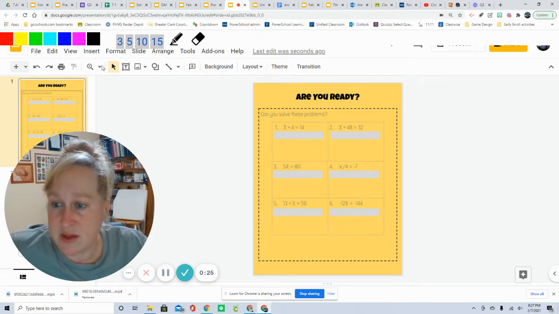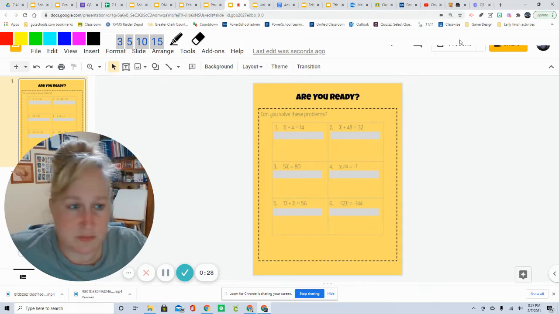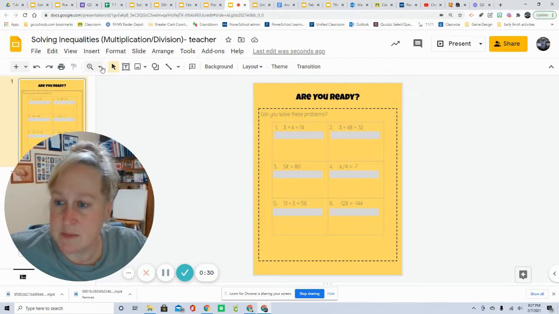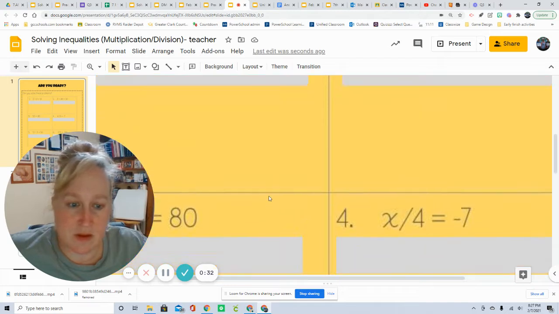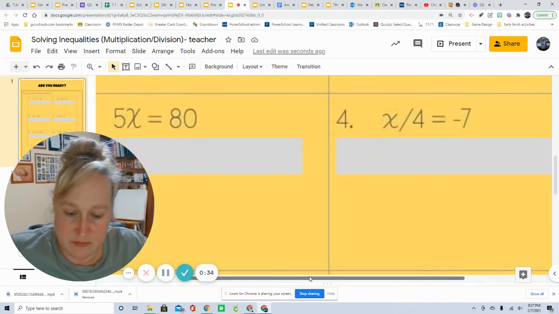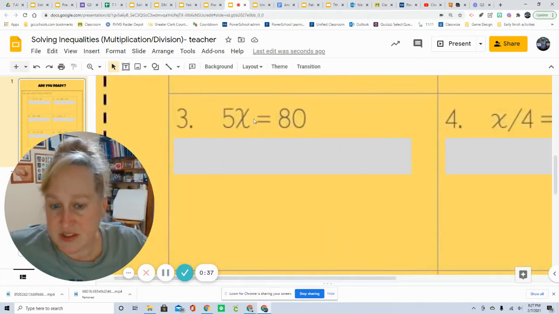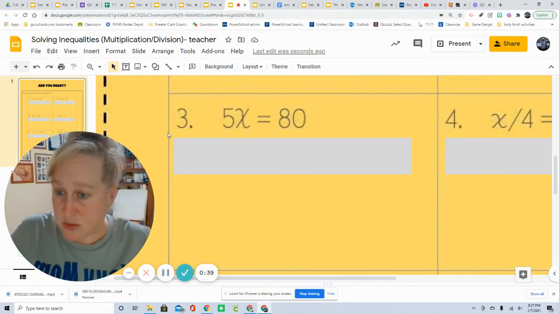All right, so let's make it a little bigger so that I can see. All right, 3, 4, 5, and 6. So there's 3 and 4. So number 3 is 5x. 5 times x equals 80.